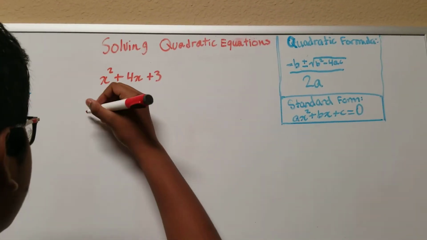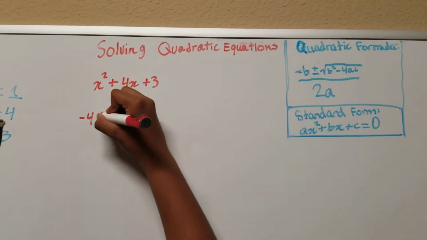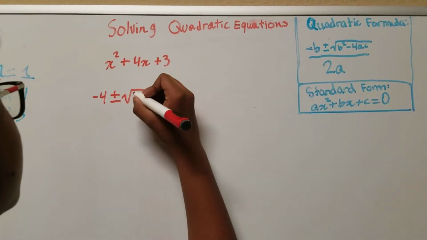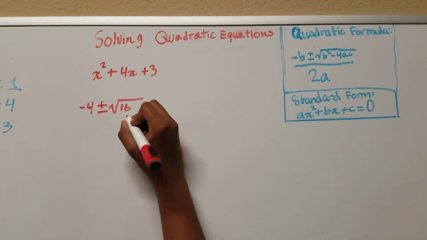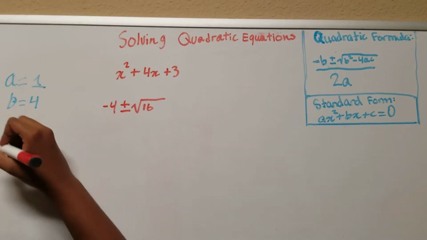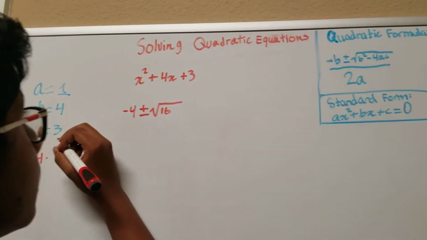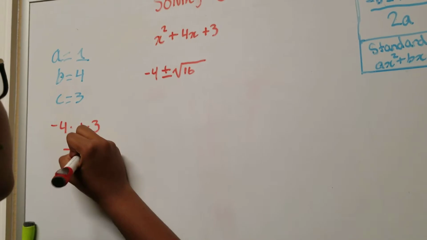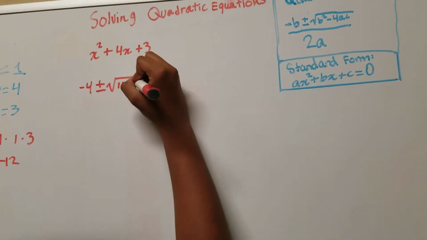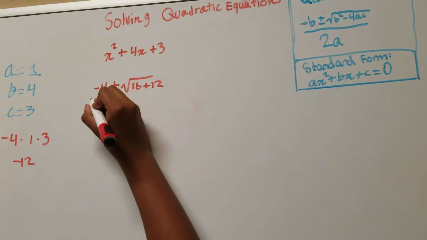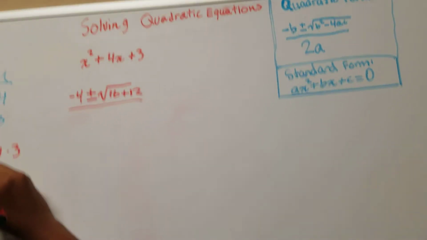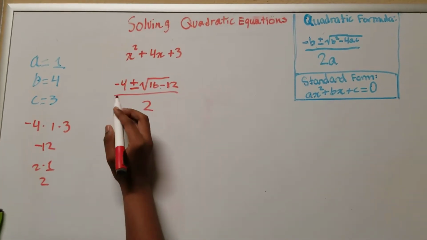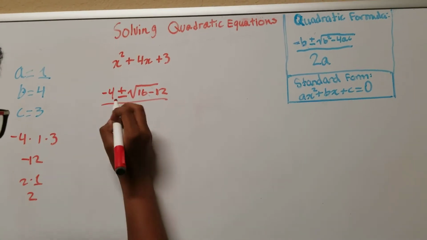negative b, so that's negative 4, plus or minus the square root of 4 squared, that's 16, and minus 4ac, so that's minus 4 times 1 times 3. Then you get negative 12, so plus 12. And all over 2 times 1, which is 2, put that over there. So negative 4 plus or minus.